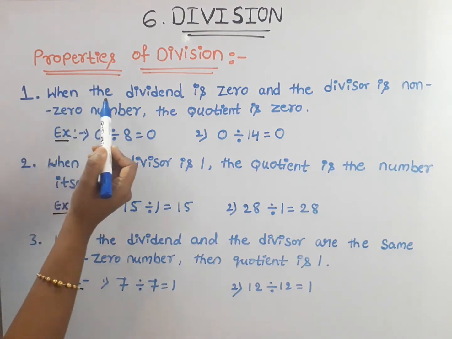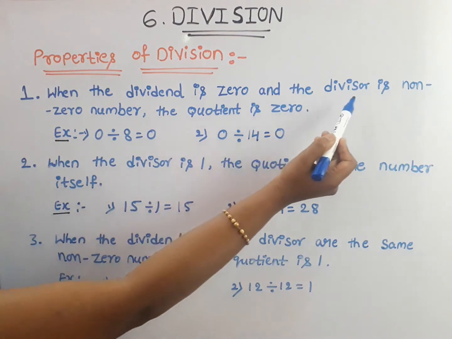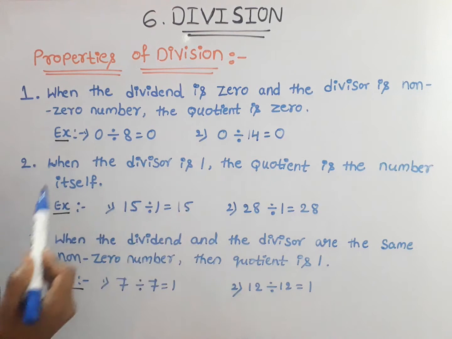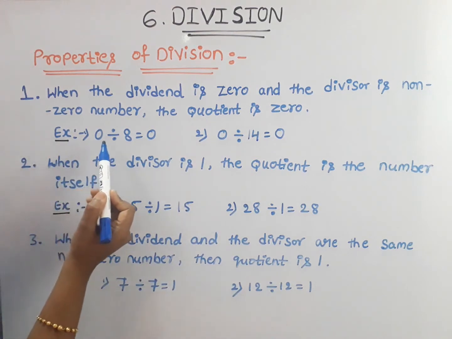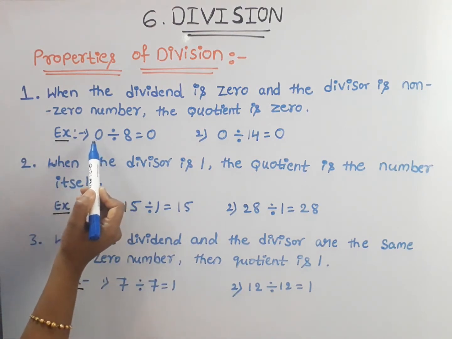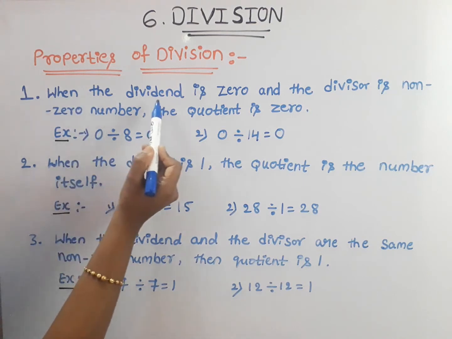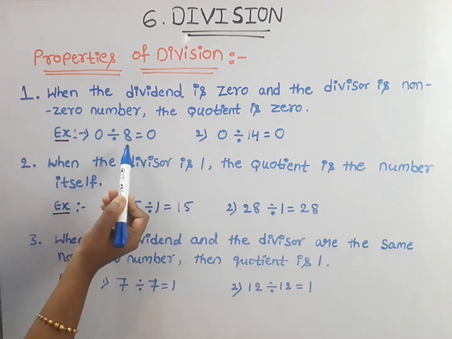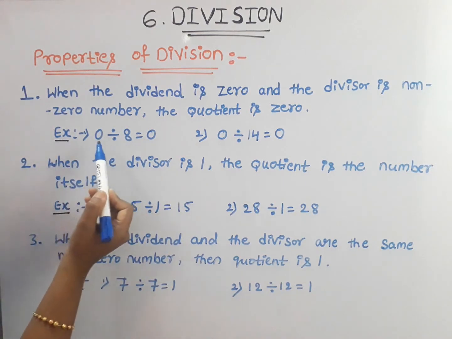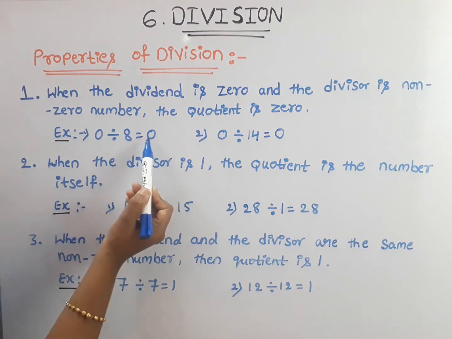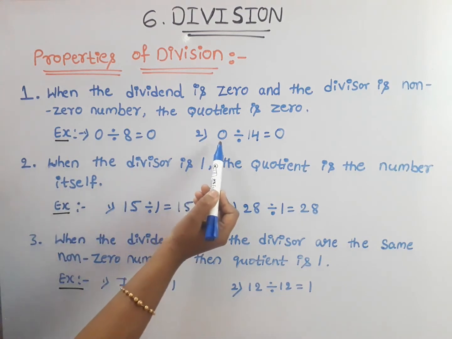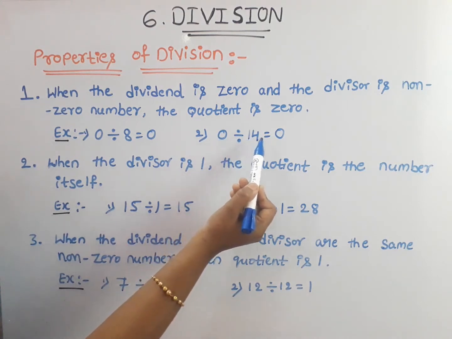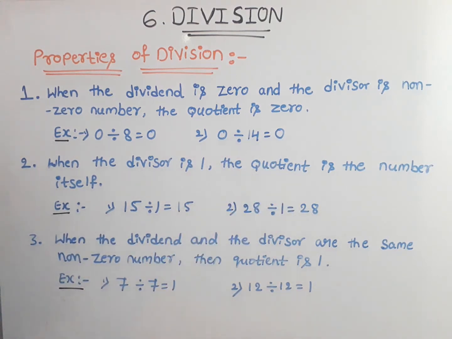So the first one: when the dividend is 0 and the divisor is a non-zero number, the quotient is always 0. One example. This is the dividend, that is 0, and the divisor is a non-zero number. You can take any number as a divisor. So 0 divided by 8 is equal to 0, that means the quotient is 0. Similarly in the second example, 0 divided by 14, here also the quotient is 0.